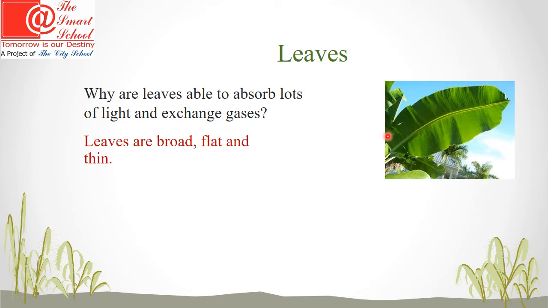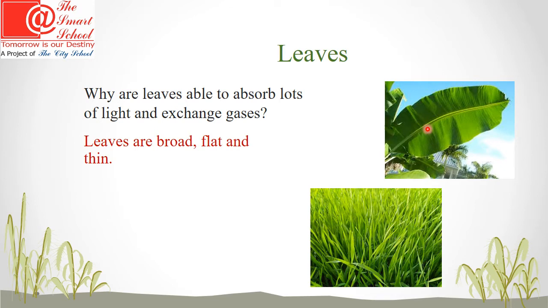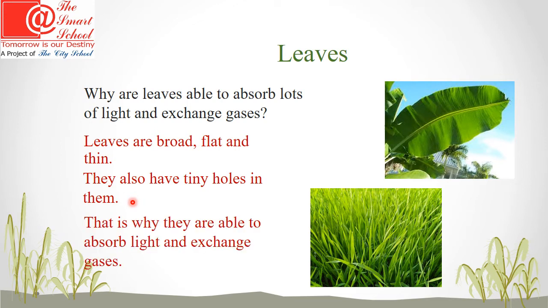Like this banana leaf, which is broad and flat and is able to absorb lots of sunlight. These grass leaves are so thin that the exchange of gases is quite easy as compared to the other parts of the plant. Also, the leaves have tiny holes in them, especially on the back end of the leaf. Due to these reasons, the leaves are able to absorb light and exchange gases.